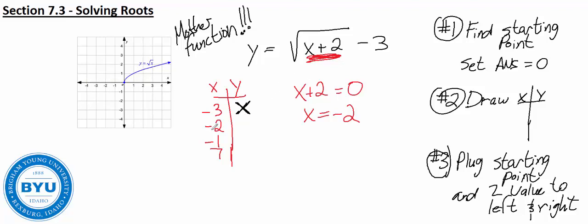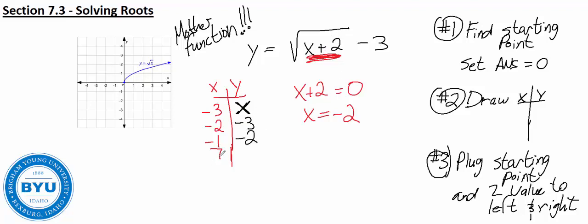But let's plug in -2. -2 plus 2 is 0. So I get -3. Now let's plug in -1. -1 plus 2 is 1. Square root of 1 is 1. And 1 minus 3 is -2.